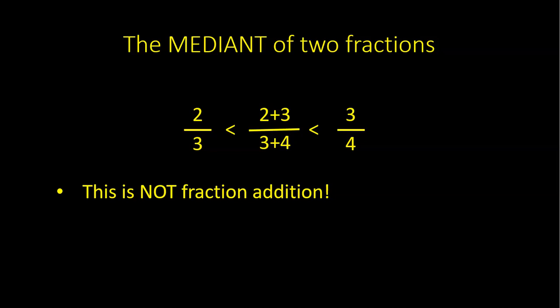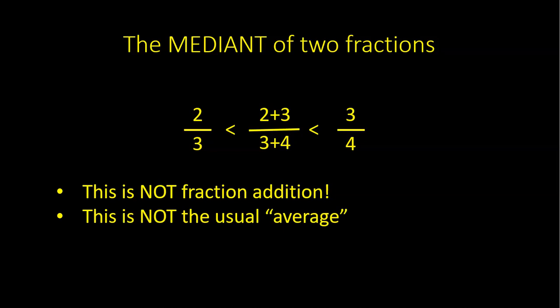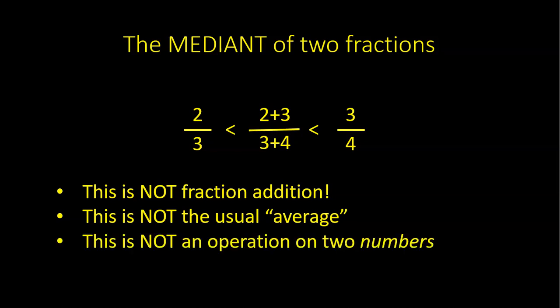If we were to take the average of these 2 fractions, we would get something in between, but this is not the usual average of 2 numbers. It is a kind of average, and we'll have more to say about that very soon, but first, I'll say one more thing that the mediant is not, and this is perhaps the most surprising. The mediant is not an operation on 2 numbers. It is an operation on two fractions, which is not quite the same thing.